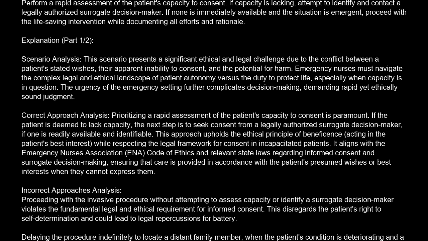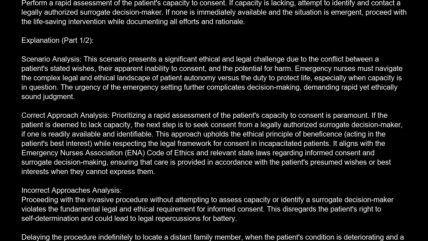The urgency of the emergency setting further complicates decision-making, demanding rapid yet ethically sound judgment. Correct approach analysis. Prioritizing a rapid assessment of the patient's capacity to consent is paramount. If the patient is deemed to lack capacity, the next step is to seek consent from a legally authorized surrogate decision-maker, if one is readily available and identifiable. This approach upholds the ethical principle of beneficence, acting in the patient's best interest, while respecting the legal framework for consent in incapacitated patients. It aligns with the Emergency Nurses Association (ENA) Code of Ethics and relevant state laws regarding informed consent and surrogate decision-making, ensuring that care is provided in accordance with the patient's presumed wishes or best interests when they cannot express them.